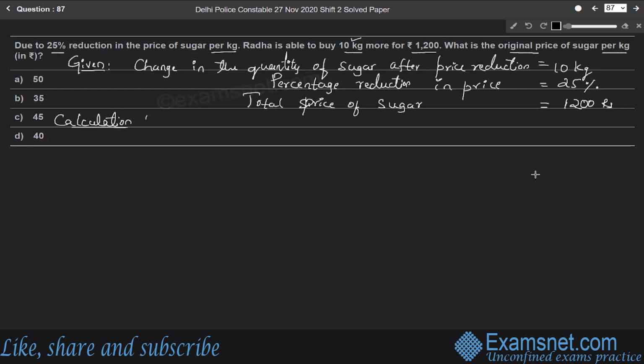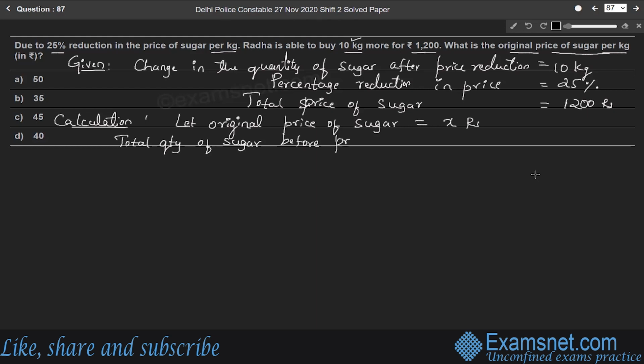Calculation here. Let X rupees be the original price of the sugar, which we need to calculate here. So let the original price of sugar be equal to X rupees. Okay. Now, total quantity of sugar before price reduction. That means the quantity of sugar originally, right?